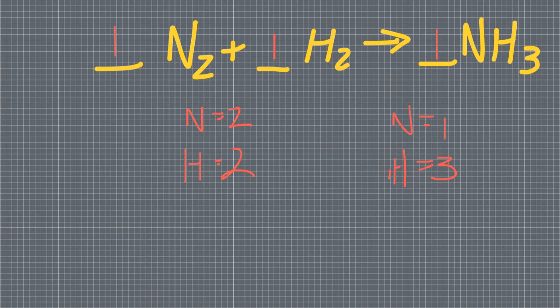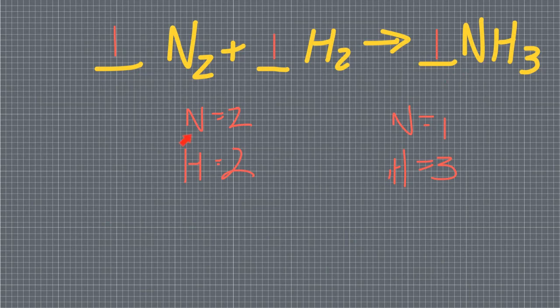So then I've got to go through and say, okay, what am I going to do to balance this? Both my nitrogens and my hydrogens are not balanced, so the process becomes, okay, what do I need to do? The first thing that I might do is see, okay, well, I need more nitrogens on this side.